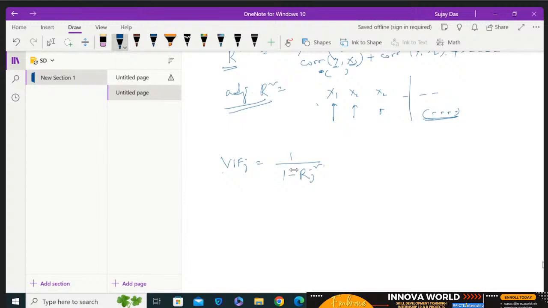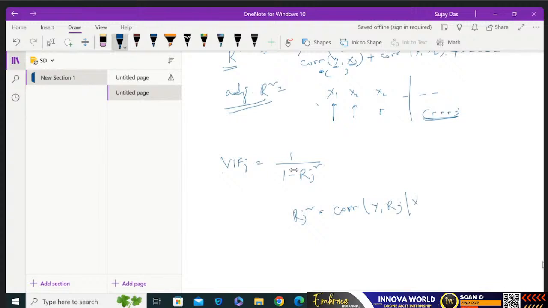So this is the variance inflation factor for the variable j. What does it tell us? Rj squared is the correlation between y and xj, keeping all other variables fixed. So we are not taking into consideration all other variables; the effect of all other variables has been omitted from these two variables. This gives the exact contribution of xj on y.